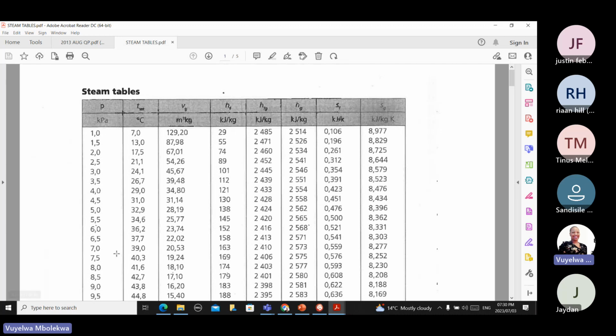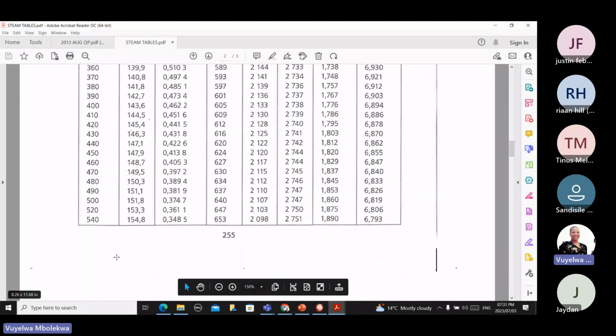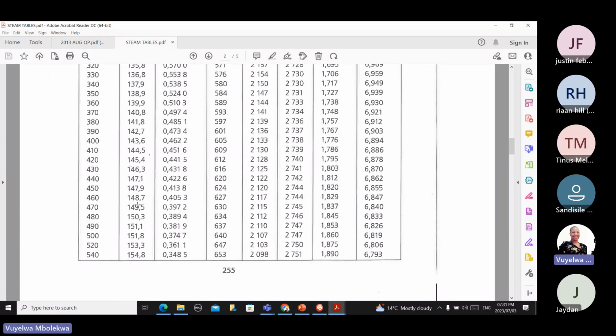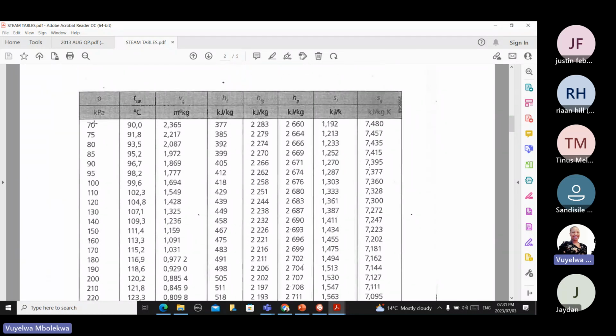Let me make an example. Okay, let me use the first one so that I can still see the headings of these columns. Say the pressure is 70 kilopascals. So the liquid enthalpy HF is 377. The enthalpy of vapor is 2283. And the enthalpy of dry steam is 2660.